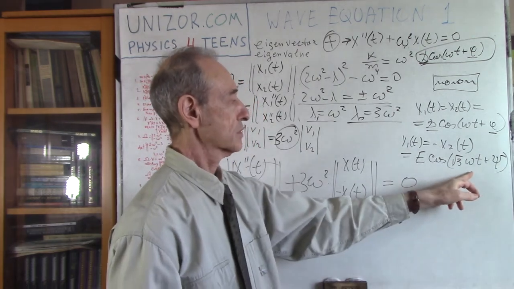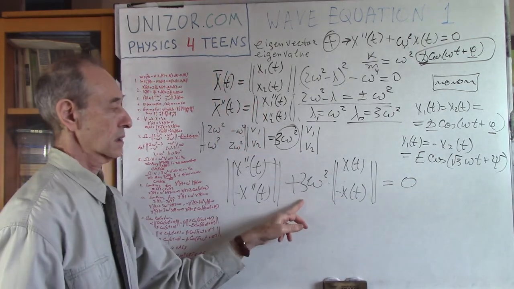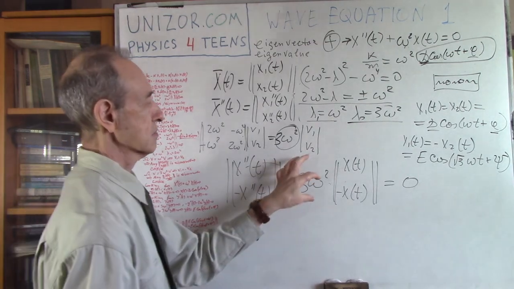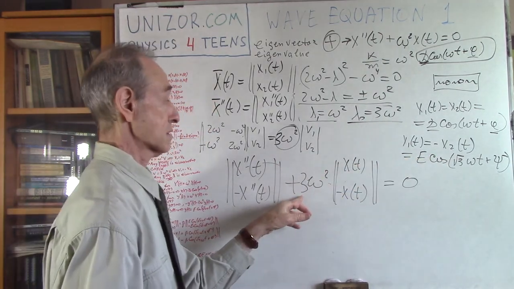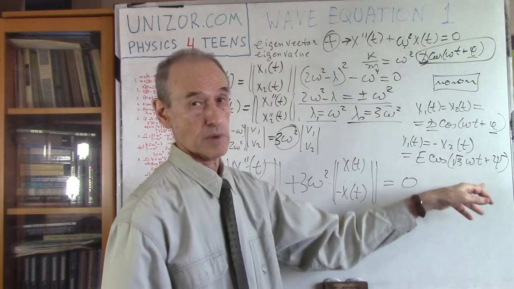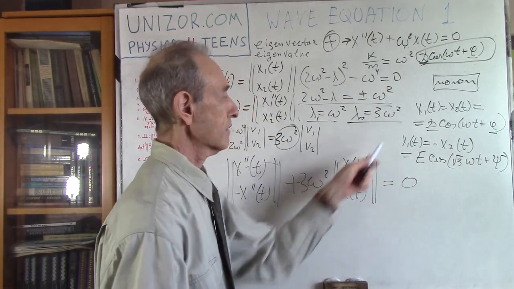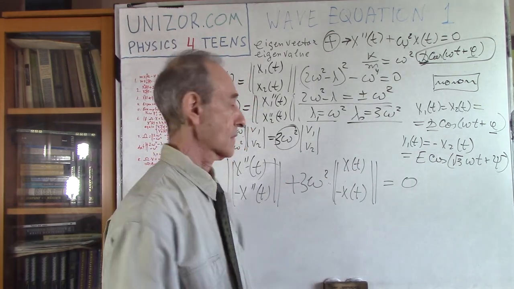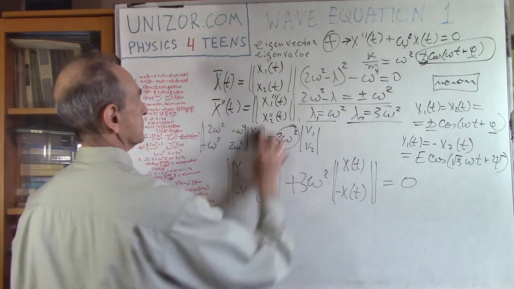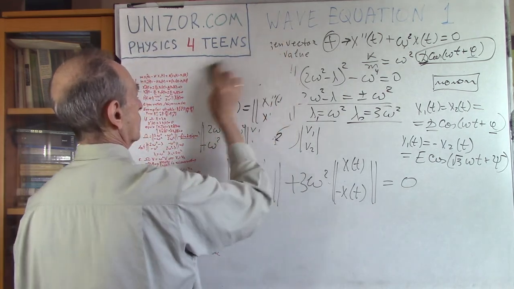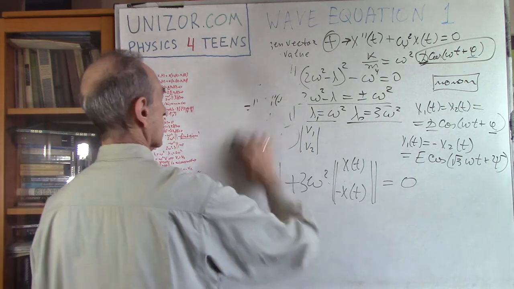Now, square root of 3 omega basically comes from here, right? If this is omega squared, this is omega. If it's 3 omega squared, it's supposed to be square root of 3 omega. So I have another solution. So let me just summarize it. What kind of two solutions do I have?